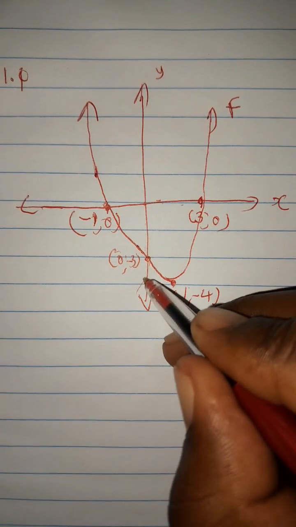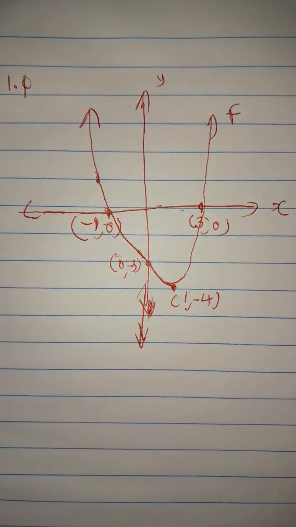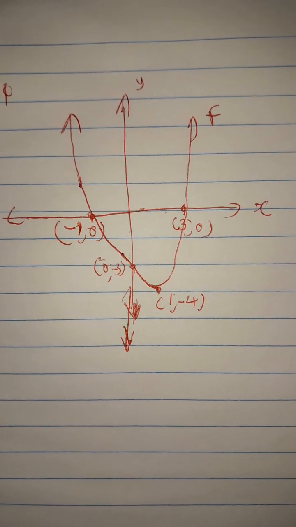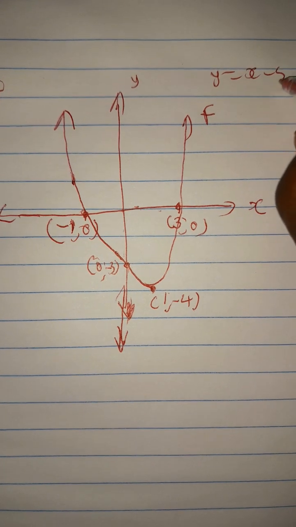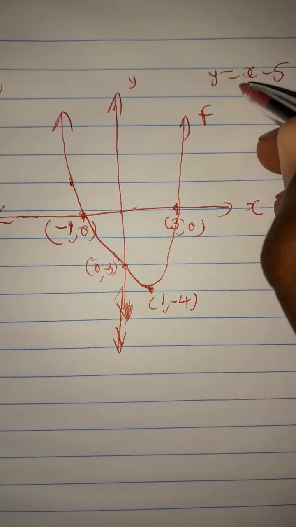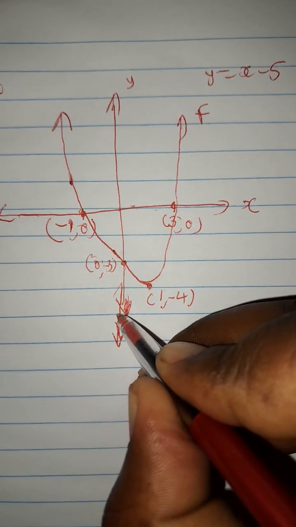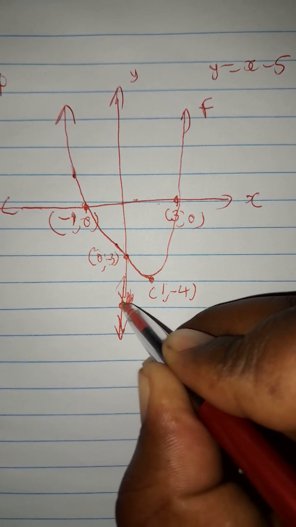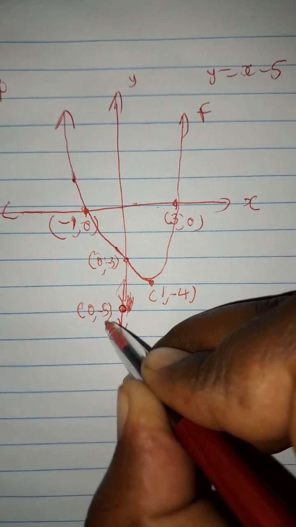So now, okay, you need to sketch the graph of the straight line. Remember that the graph of the straight line was y equals x minus 5. So if you place 0 here to get the y-intercept, our y-intercept will be -5. So we are going to have 3, 4, 5. It will be somewhere here. So we are going to have 0 and -5.